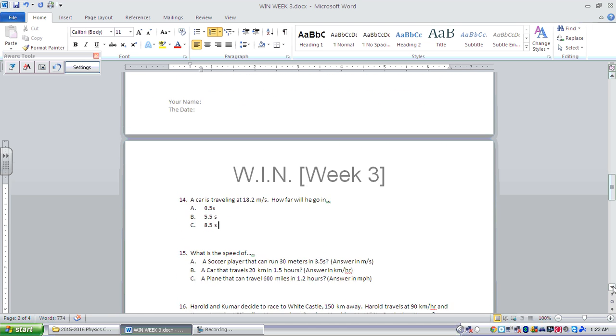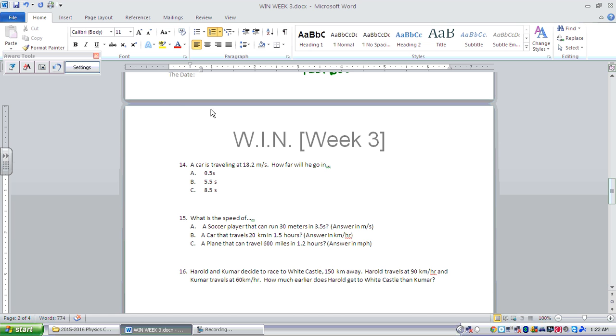Number 14, a car is traveling at 18.2 meters per second. How far will he go in? In this case, we're looking at the speed of the car. And it looks like they actually cut off part of the problem. But we're looking for the distance, and we can see here that they're giving us time. That is a terrible problem. I'm going to cancel that one.